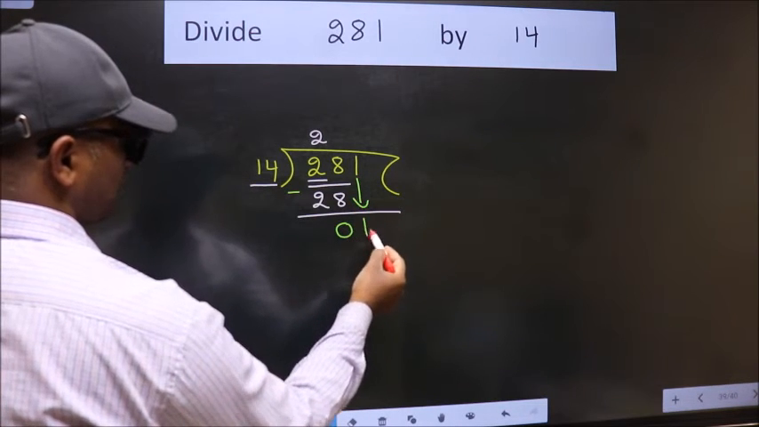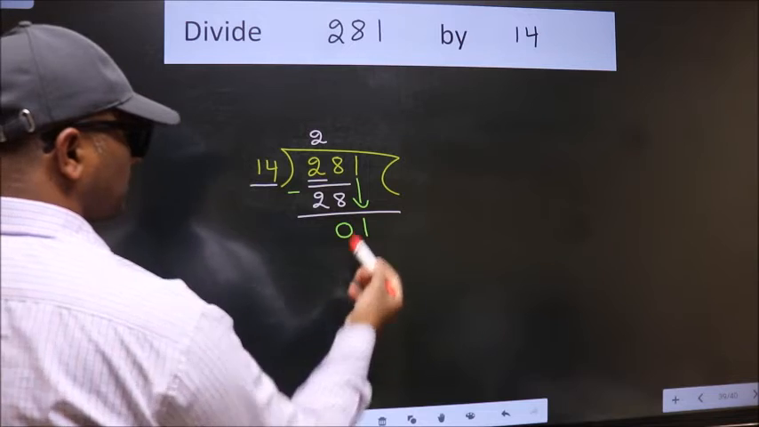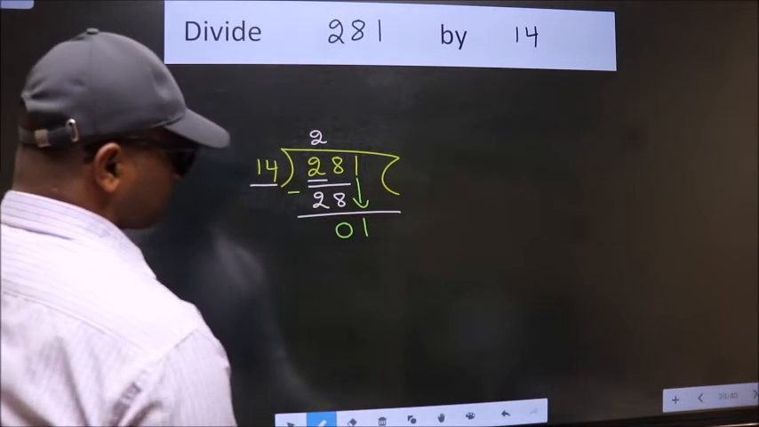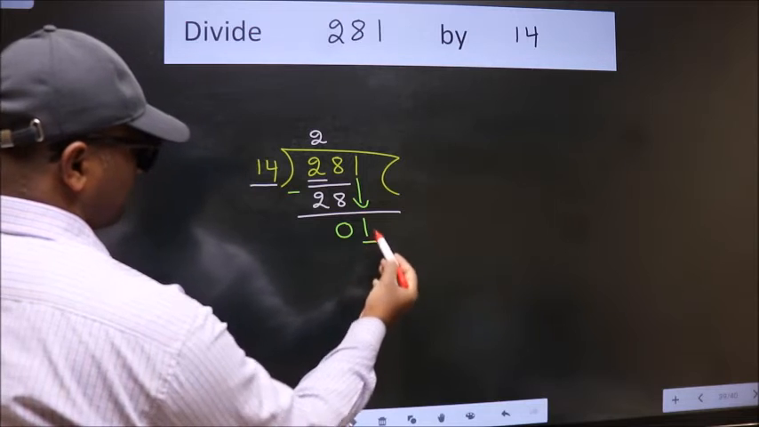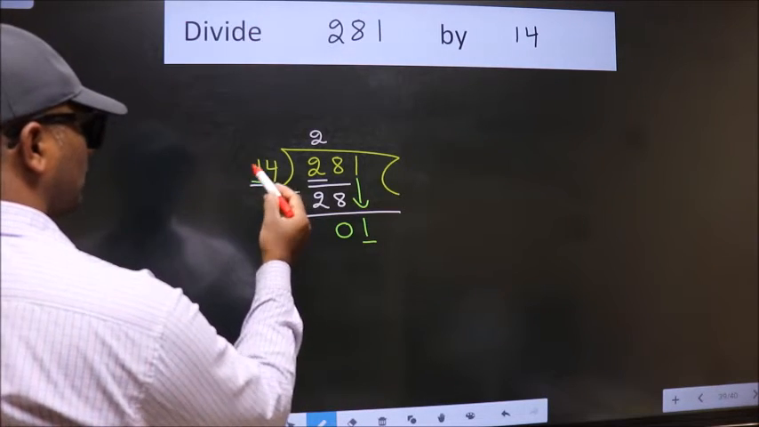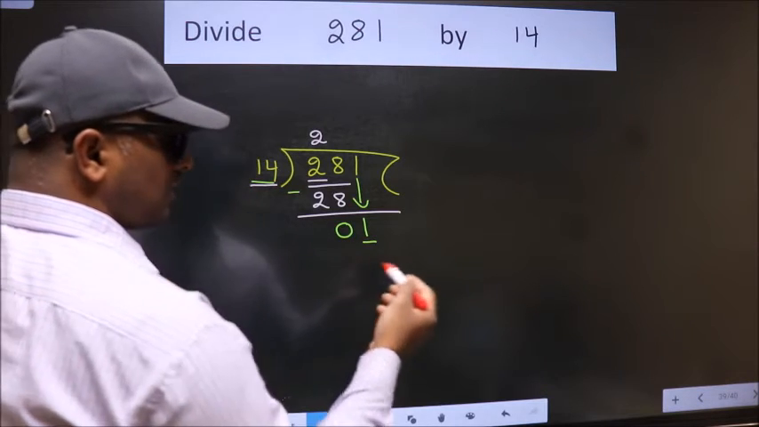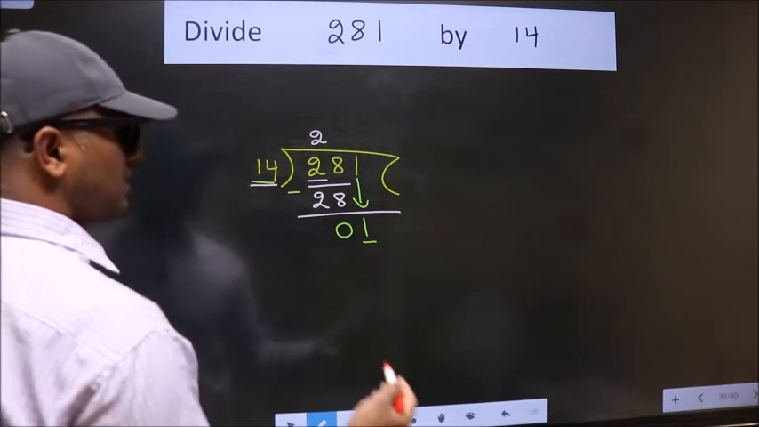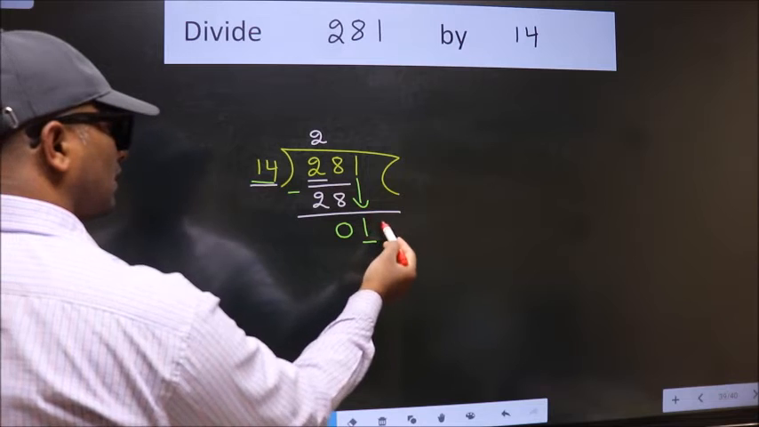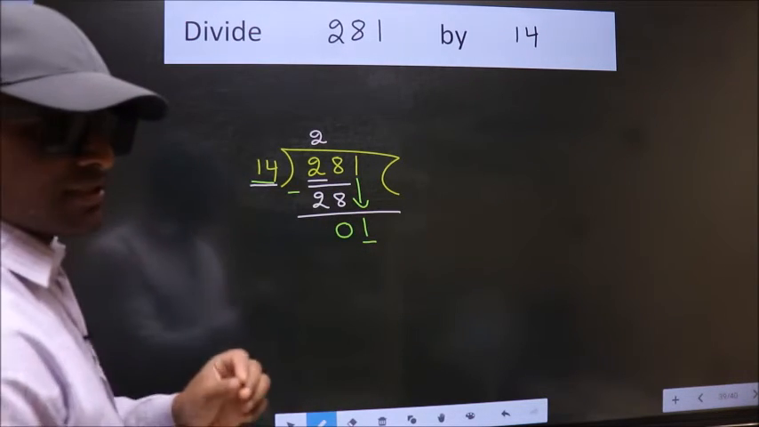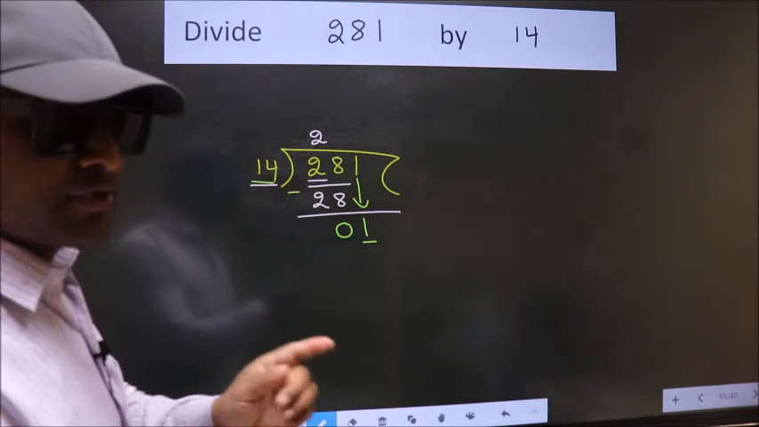So 1 comes down. After this step, the mistake happens, and the mistake is this. Here we have 1, here 14. 1 is smaller than 14. So what many do is, they directly put a dot and take 0, which is wrong. Why is it wrong?